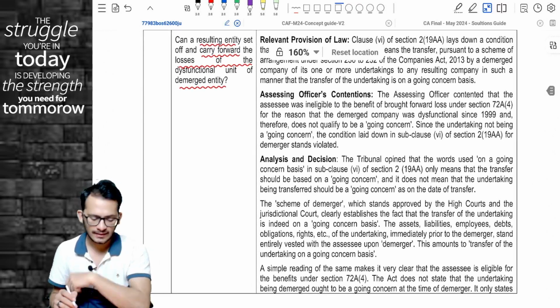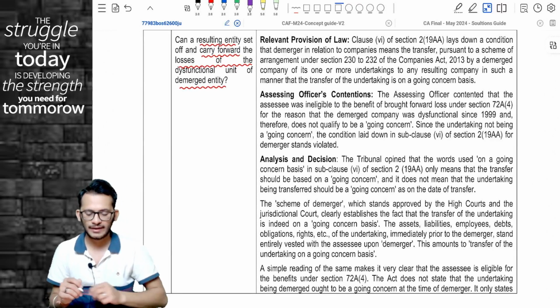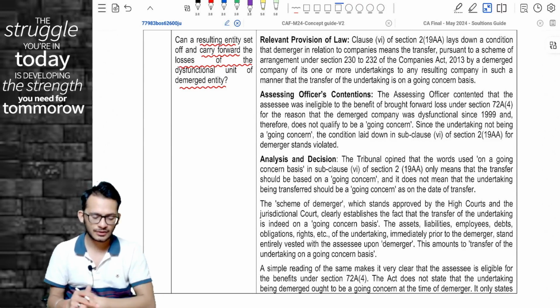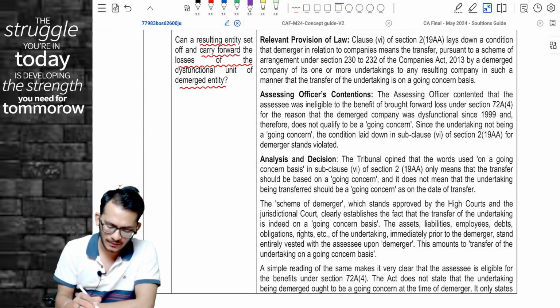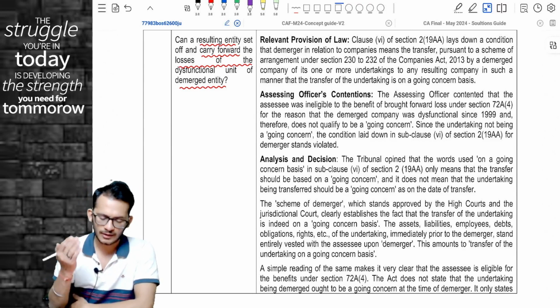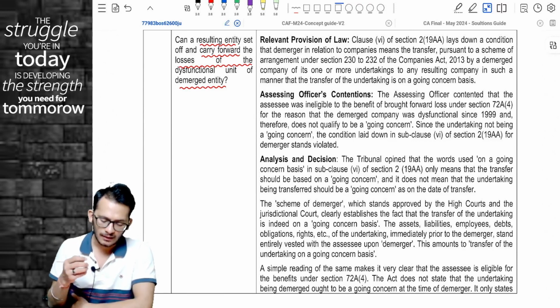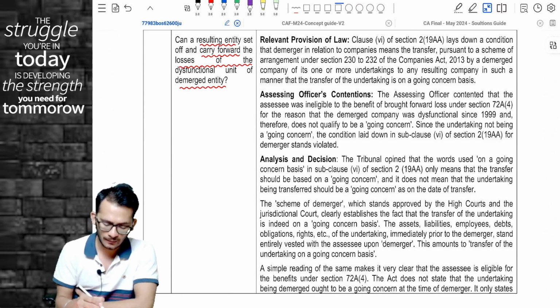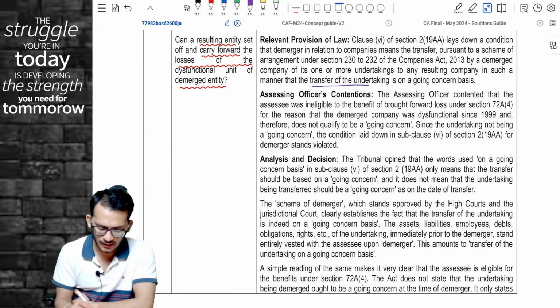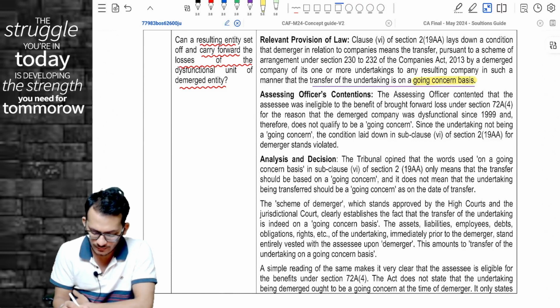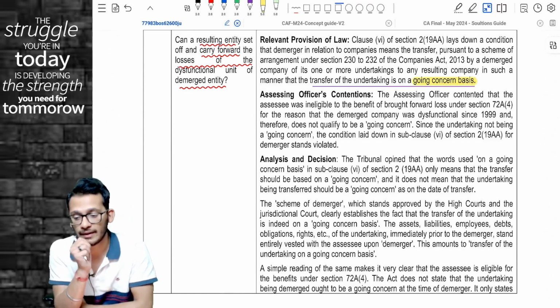Read. It says, Clause 6 of Section 219AA lays down a condition that the demerger, in case of a company, means transfer pursuant to a scheme of arrangement under the Companies Act by a demerged company of one of its undertakings to any resulting company in such a manner that the transfer of the undertaking is taking place on a going concern basis. This has become an important criteria.